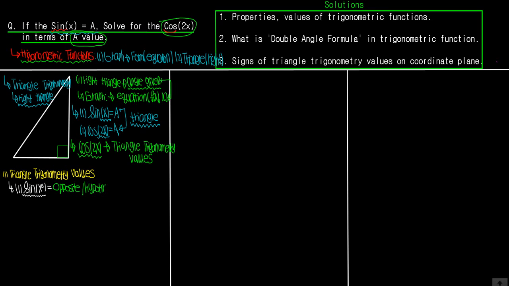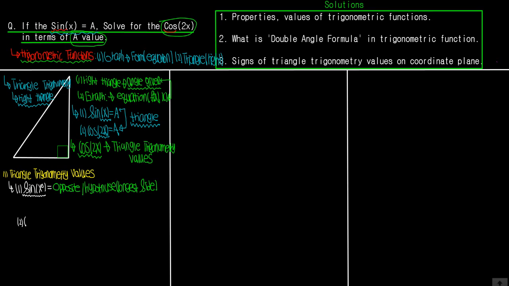And people might be confused what the hypotenuse is. Our hypotenuse is the longest side in our right triangle that can be defined, which is the opposite side of our right angle. This is what the sine of x is going to be. Let's think about the second one. What is the second one?